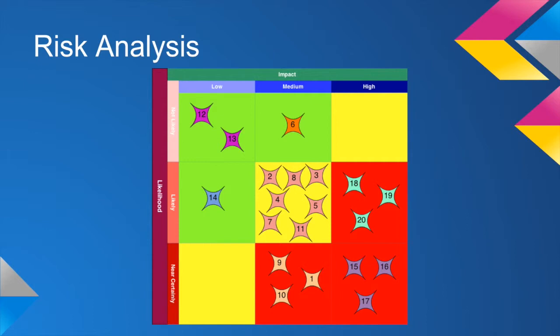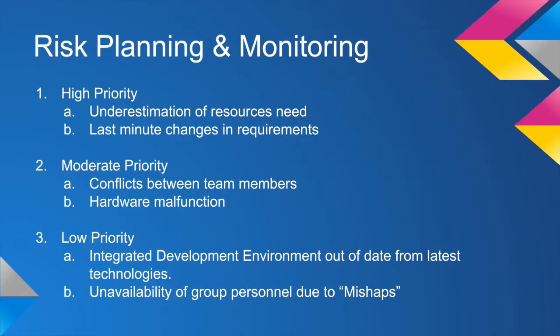On the other side of the chart is the likelihood of a risk occurring. Not likely refers to a slim chance of the risk occurring, likely refers to a significant chance of the risk occurring, while near certainty refers to a really real chance of the risk occurring. With that in mind, we have used the chart to derive these 3 priorities as shown in this slide. They are high, moderate, and low.